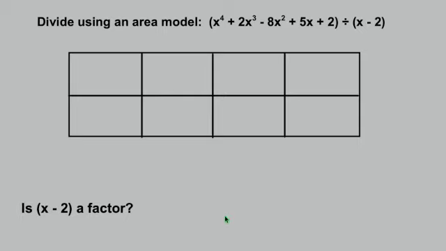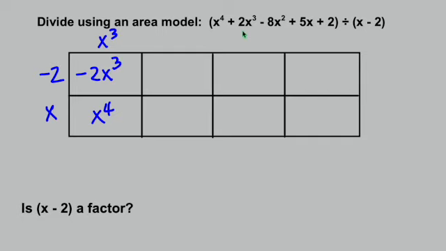In this example, we're going to see if x minus 2 will divide evenly into x to the fourth plus 2x to the third, etc. here. So let's go ahead and set up our area model so we're ready to go here. I'm going to go ahead and put an x minus 2 right over here. And then, let's see, we need x to the fourth to be part of all the little rectangles inside here. So I'm going to put an x to the fourth right here. And working backwards, I say x times what gives me x to the fourth? Well, that'll be x to the third. Then I take my x to the third, multiply it by negative 2, I get negative 2x to the third.